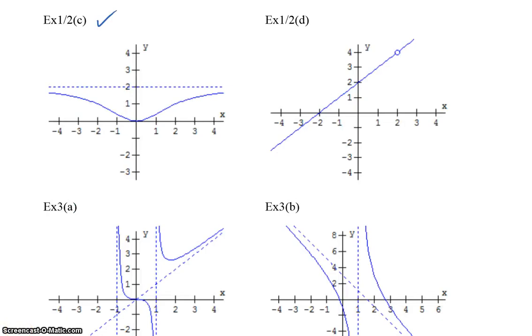The graph of the function in example 1d is shown right here. And notice what it is. It just looks like a straight line. It looks like the line given by y equals x plus 2. But notice that at x equals 2, where the function is undefined, there's a hole in the graph, a little pinprick of a hole, which indicates that the function is undefined there. However, there is no vertical asymptote associated with x equals 2.